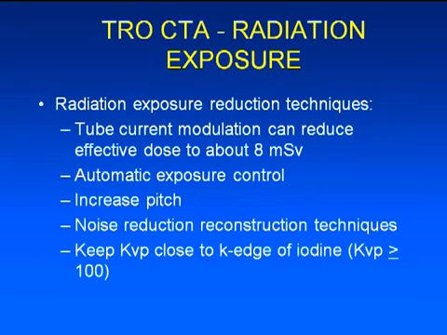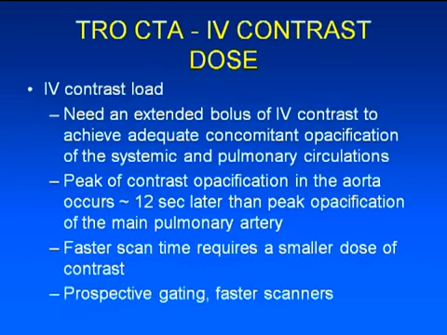In terms of contrast load, we need an extended contrast bolus to achieve adequate concomitant opacification of systemic and pulmonic circulation. We keep in mind that the peak opacification of the aorta is 12 seconds later than the pulmonary artery. And if you have a faster scan time, you're going to require a smaller dose of contrast, so you have to work around that. You can try to do a prospective gating or use faster scanners.